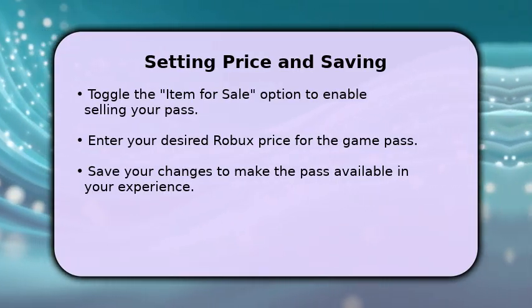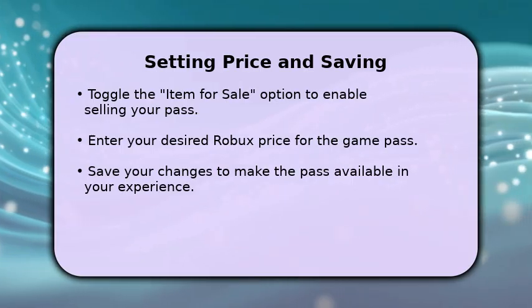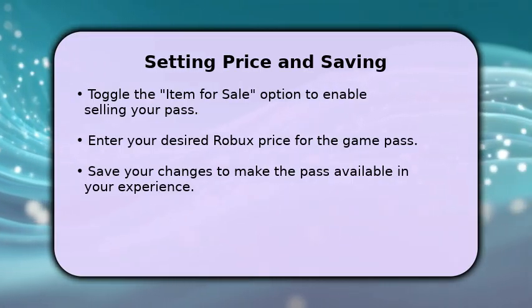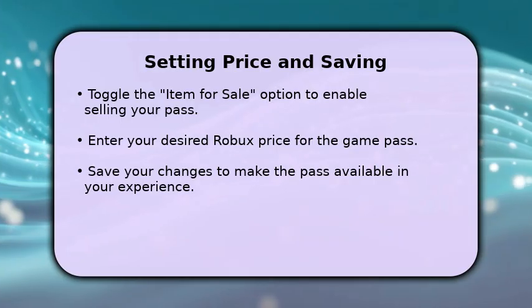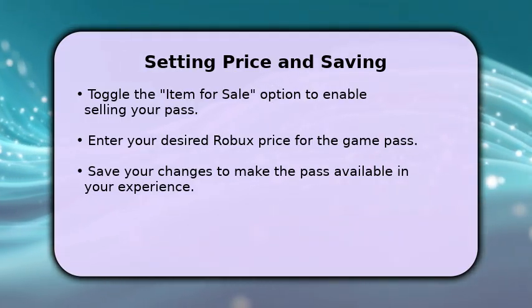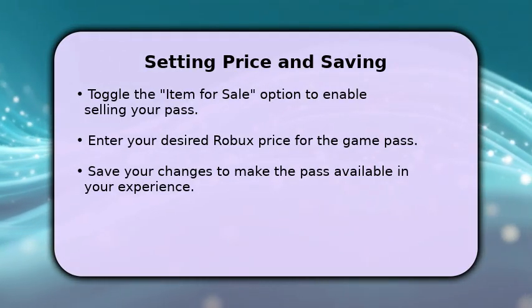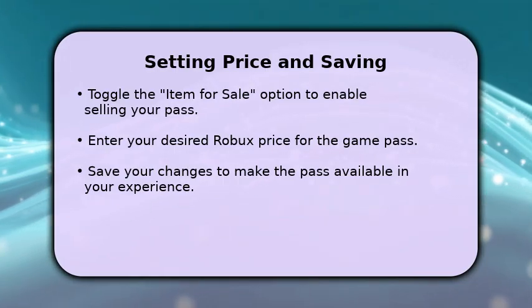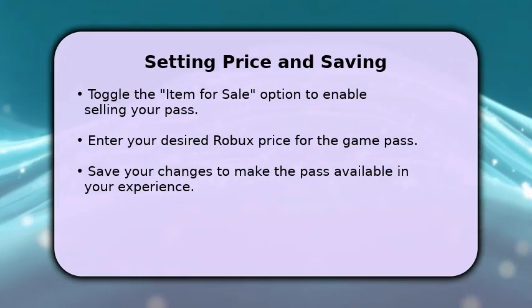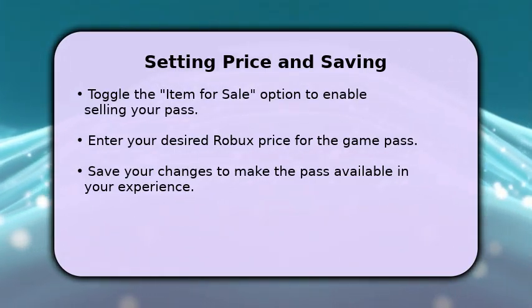Here, you must toggle the Item for Sale option to on. Then, enter the amount of Robux you wish to charge for your pass. Remember, Roblox takes a 70% commission, so you will receive 30% of the sale. After setting the price, click the Save Changes button to publish your new game pass.